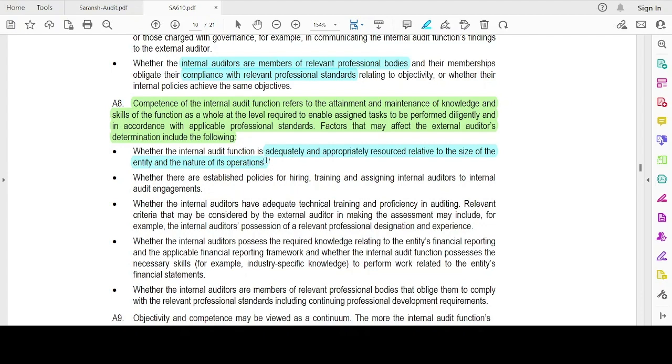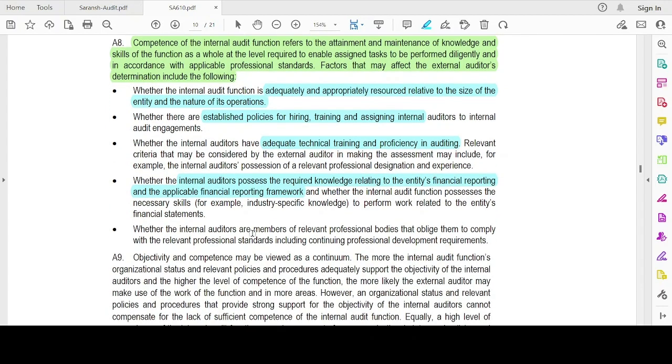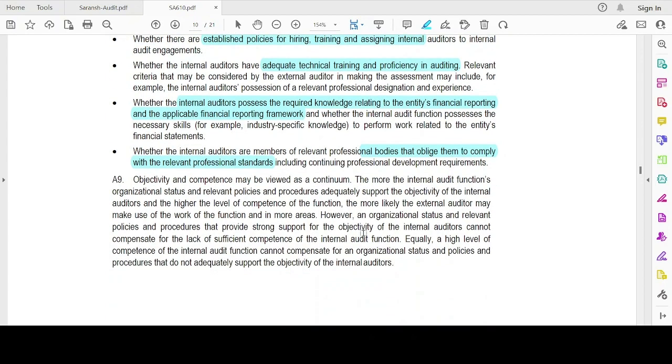Then, whether they established a policy for hiring, training, and everything is proper. The internal auditors have adequate technical training and proficiency in auditing. Then, whether internal auditors possess the required knowledge relating to financial reporting and the applicable financial reporting framework. Members of professional bodies have continuous professional development requirements. See, for example, we have CPE hours, even beyond qualification. Likewise, whether the internal auditors also have something.